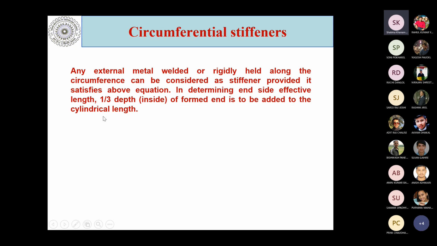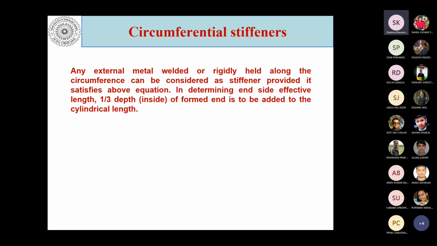the cylindrical shape length. In the cylindrical length, let's say the cylindrical length is 10 meter, and this inside height of the formed head is 1. So the total length of the cylindrical section will be 10.33. One third of that length I need to add.